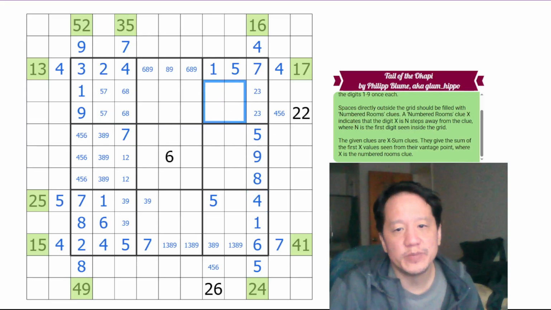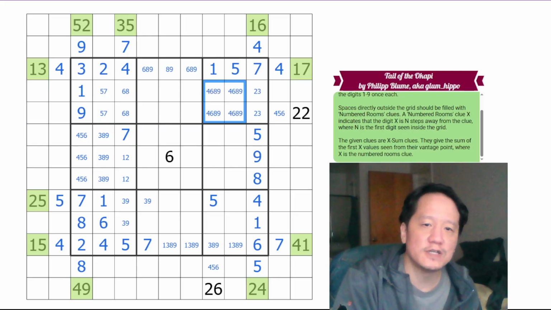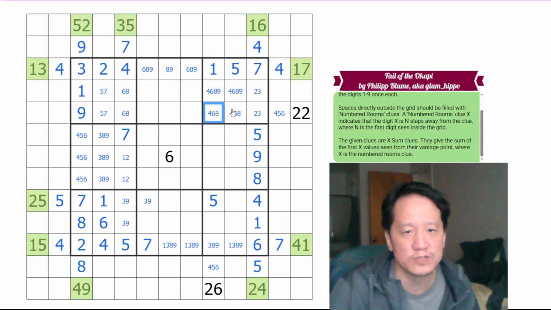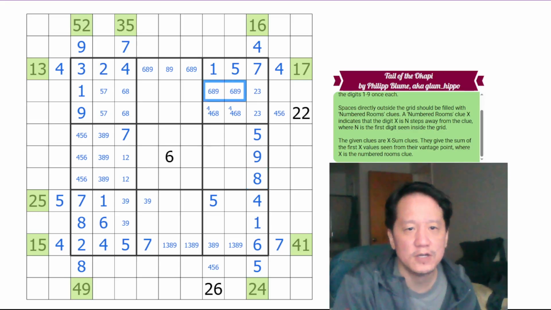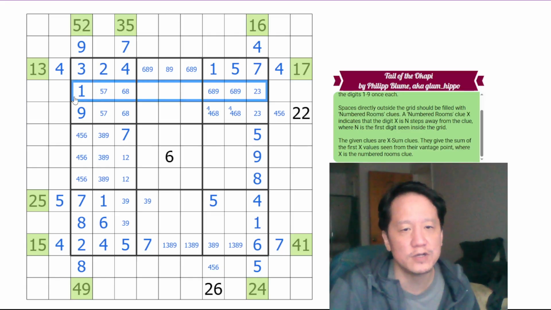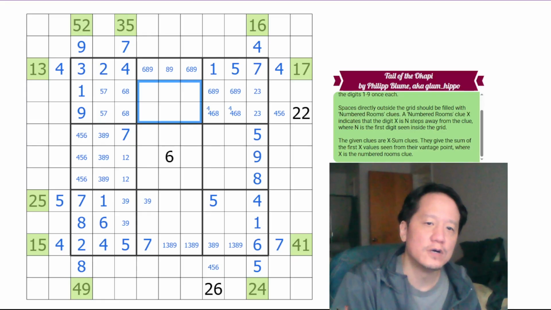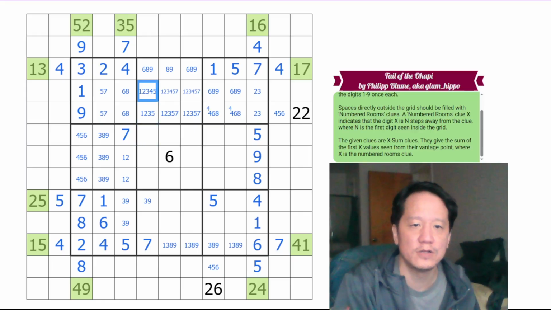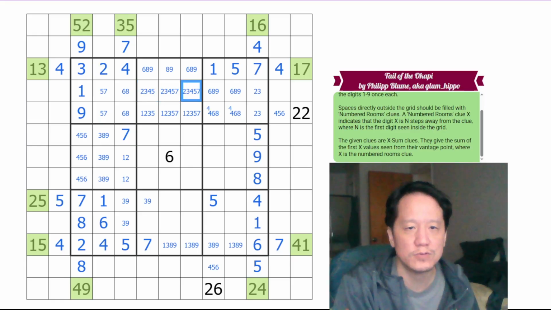Remaining digits in box 3, 6, 8, 4, 6, 8, 9. No 9 here. We have a 4, 6, 8 triplet in row 3. That eliminates 4, 6, and 8 in the rest of the row. So we're guaranteed a 4 here. And this cannot be 4 then. We have a 6, 8, 9 triplet in row 3. Remaining digits of box 2 are 1, 2, 3, 4, 5, 7. No 4 here because of 4 in the row. No 7 here because of 7 in the column. No 1 here because of 1 in the row.